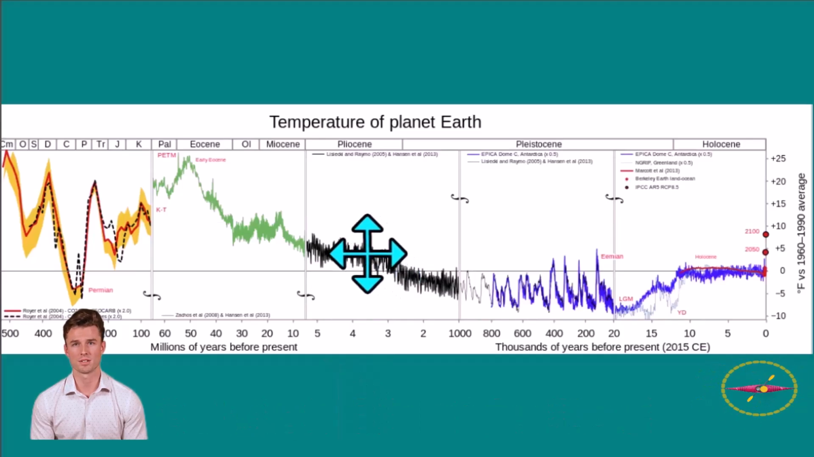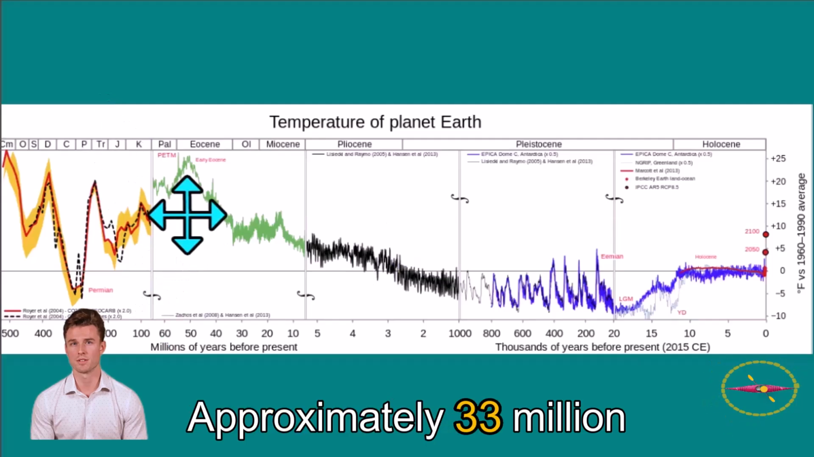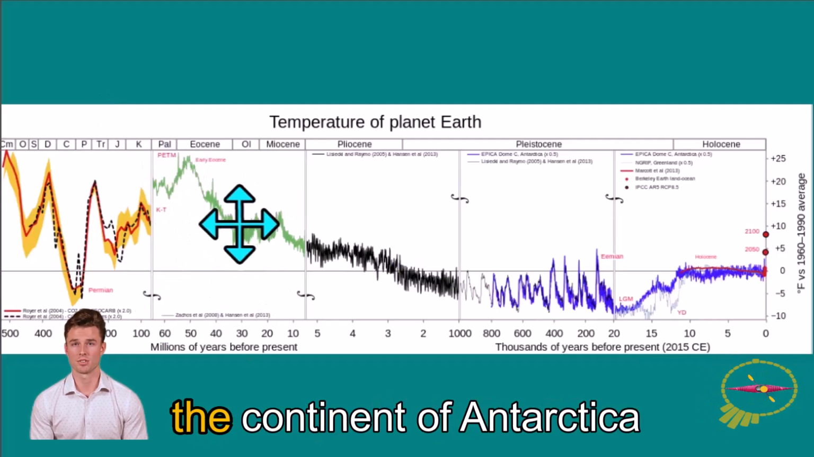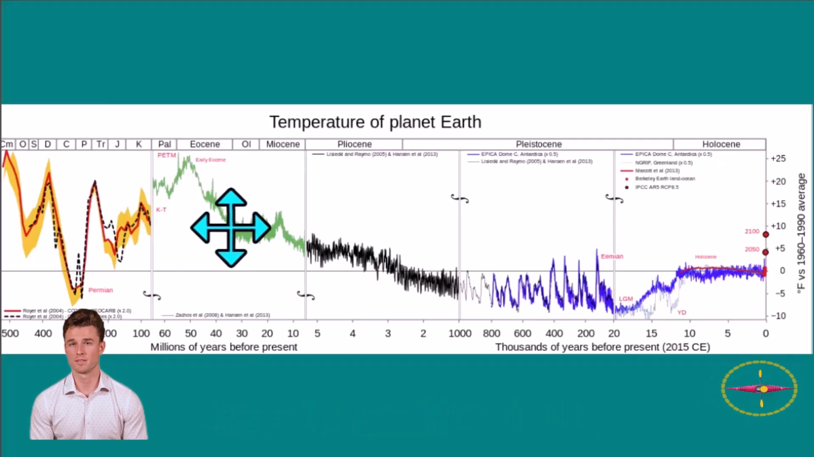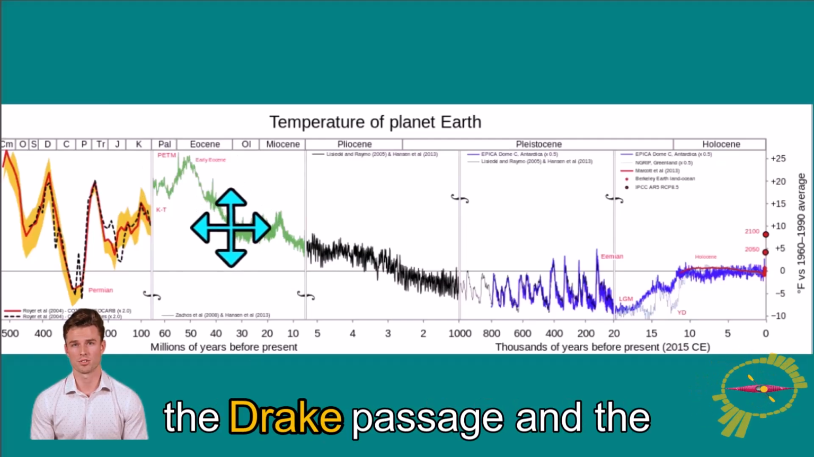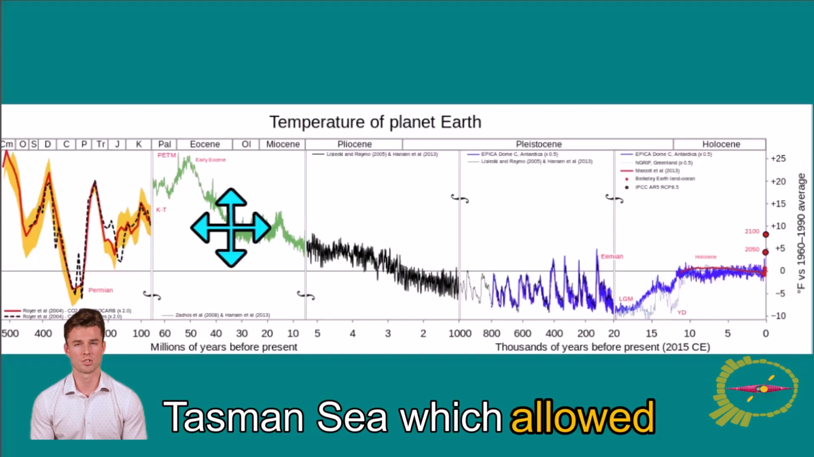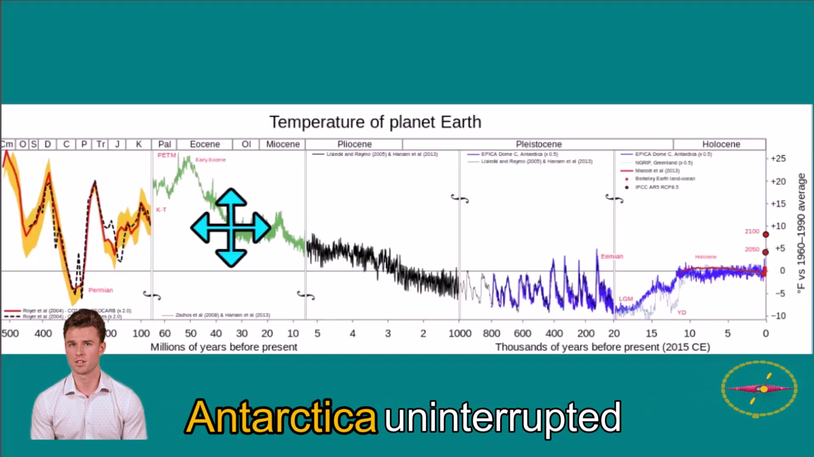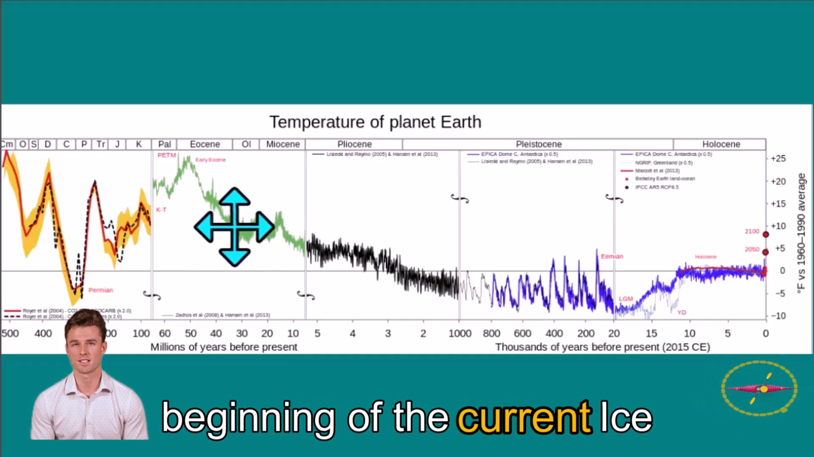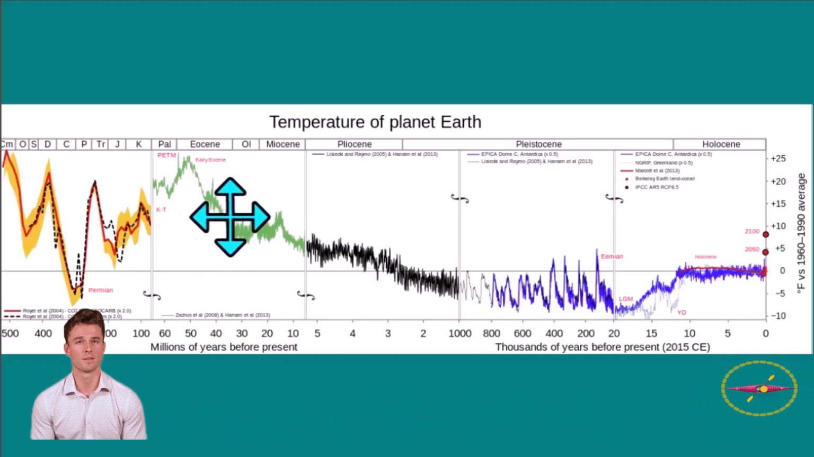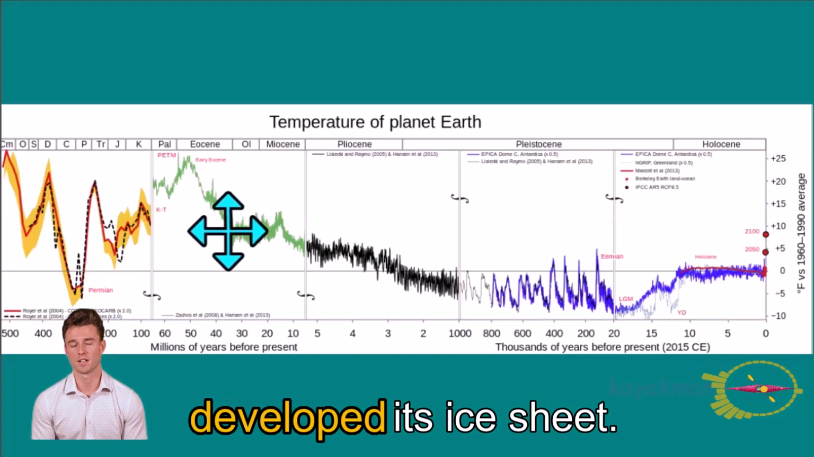Approximately 33 million years ago, right about here, the continent of Antarctica separated from South America and Australia, opening up what's called the Drake Passage and the Tasman Sea, which allowed water to flow around Antarctica uninterrupted. And that started the beginning of the current ice age at 30 million years ago. That's when Antarctica developed its ice sheet.